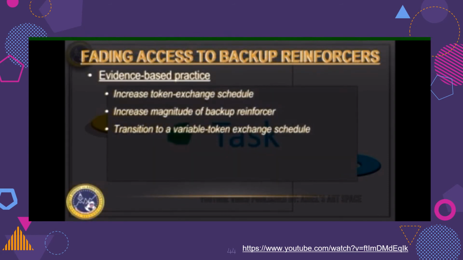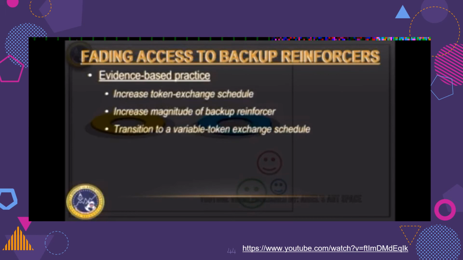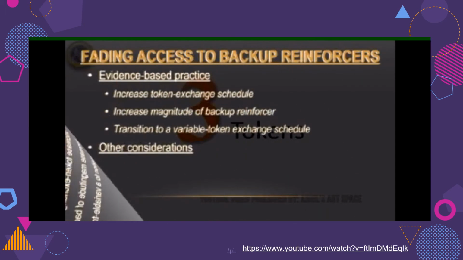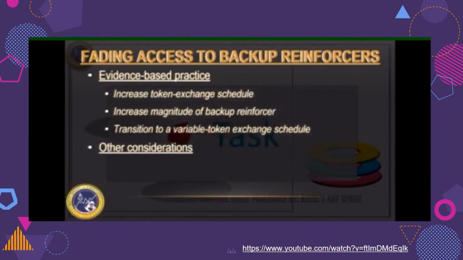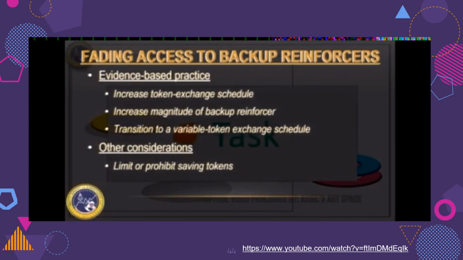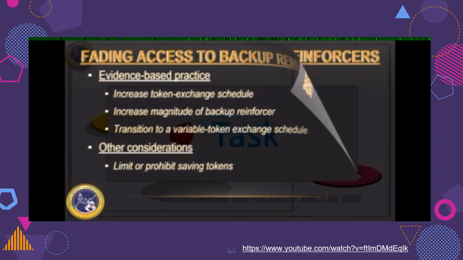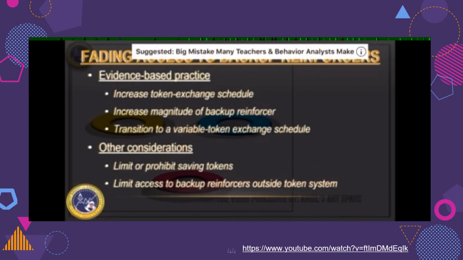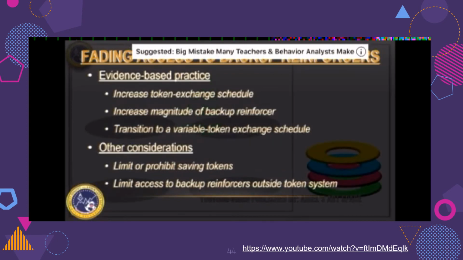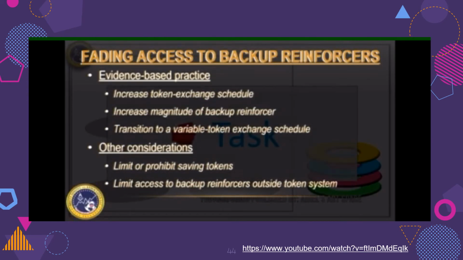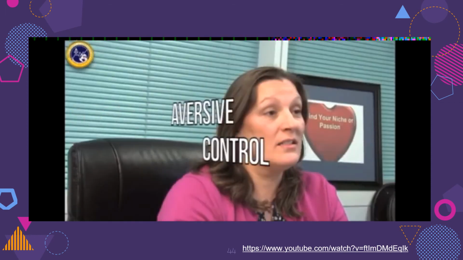In doing this, those early tokens do not consistently signal those long delays to reinforcement. So some important considerations. As the number of tokens produced increases, you want to make sure that you limit the individual from saving tokens, because saved tokens will weaken token production behavior. In addition, you need to ensure to the greatest extent possible that those backup reinforcers are not readily or freely available outside of that token system, because if they are available all the time, this too will weaken that token production behavior. And the last area that we're going to talk about is aversive control.